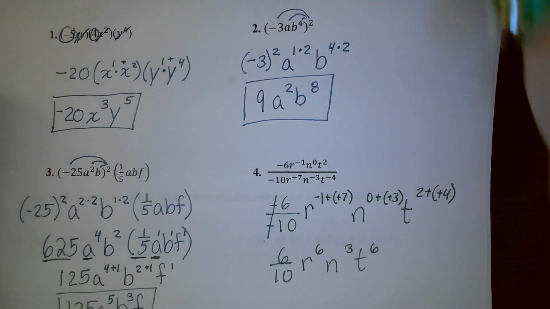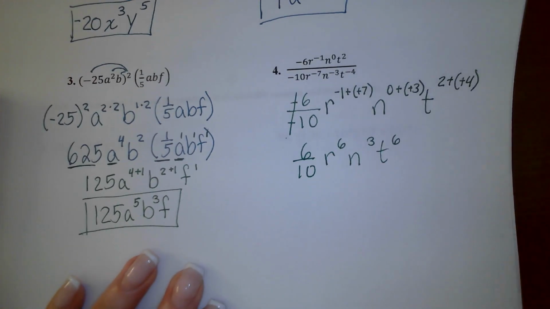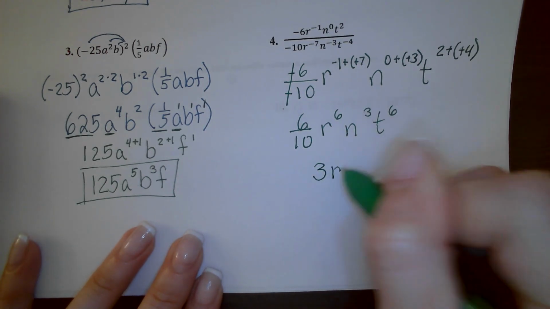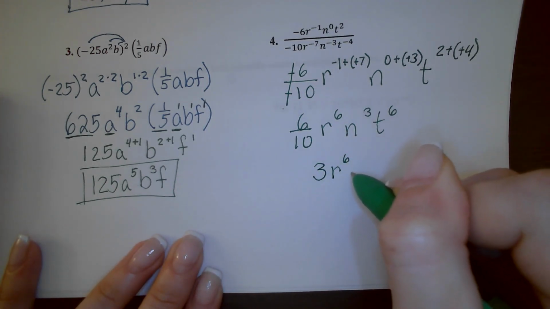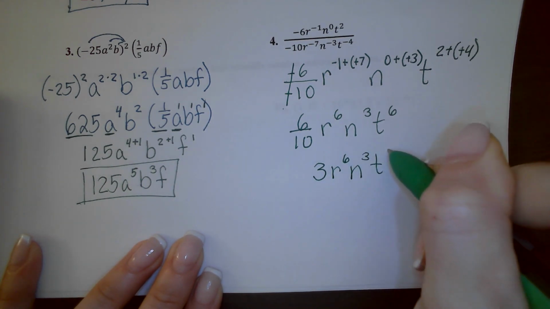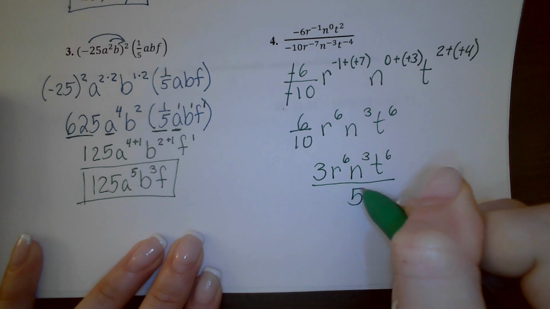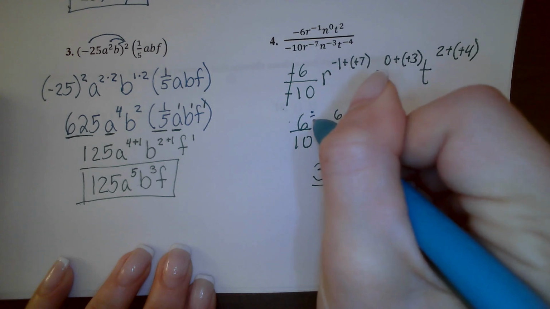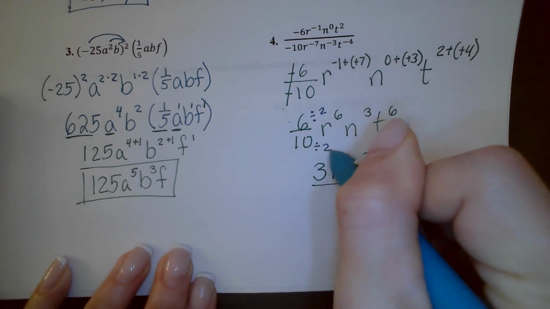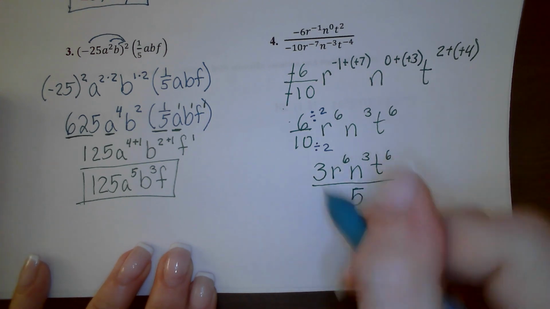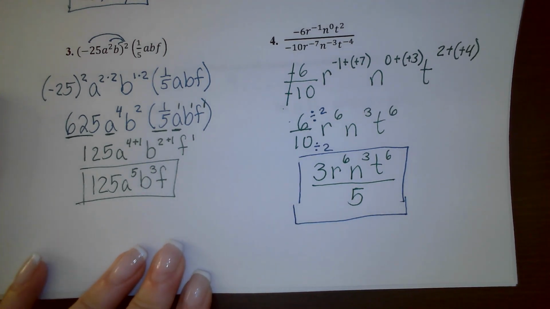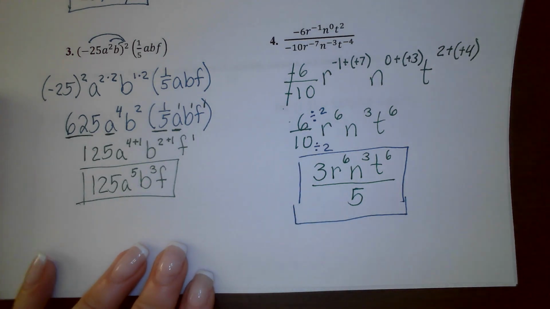Now, I don't want to really leave it like this. The proper way I want to write it is first by simplifying my fraction. And I will rewrite it as 3r to the 6th n cubed t to the 6th over 5. Now, if you're wondering where the 3 over 5 came from, I divided 6 by 2 and 10 by 2 to simplify my fraction. So our answer is 3 times r to the 6th n cubed t to the 6th over 5.